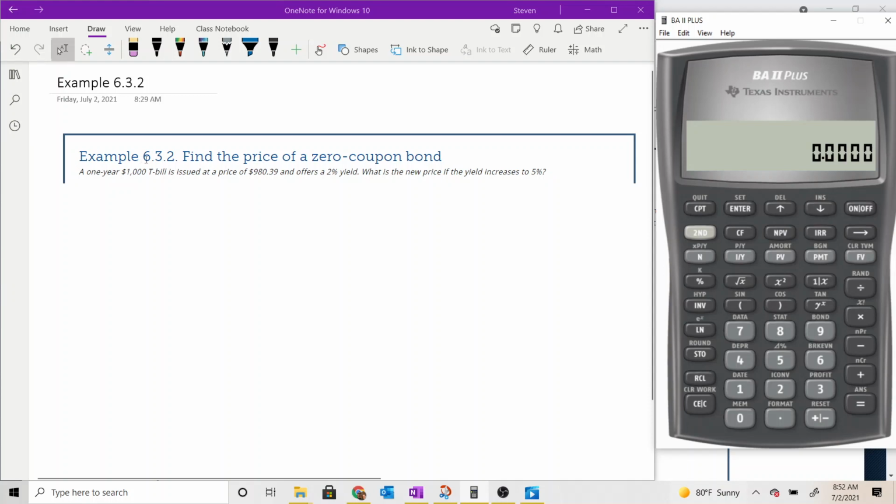Example 6.3.2. This one says a 1-year $1,000 T-bill is issued at a price of $980.39 and offers a 2% yield. What is the new price if the yield increases to 5%? Okay, so some of this should look familiar. If you haven't already seen the previous example, 6.3.1, it's worth having a look at that one before we go into here.